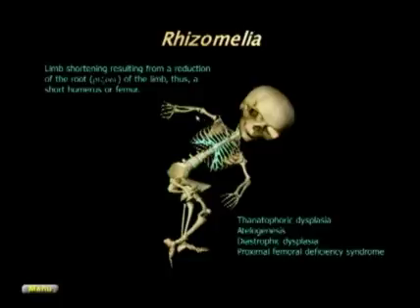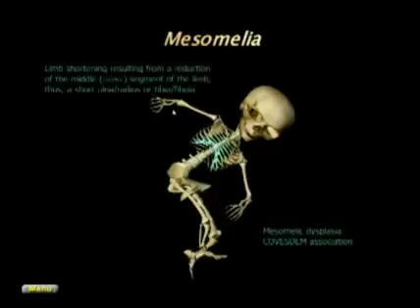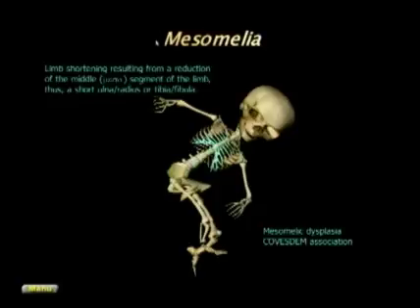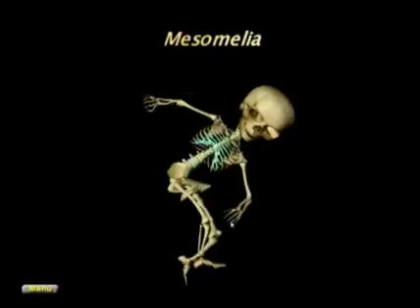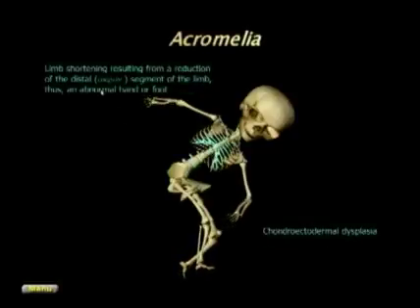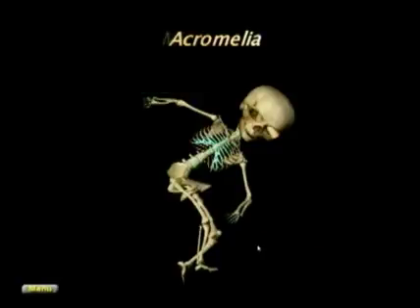If instead of the root we have the middle portion of the arm that is affected, we talk about mesomelia, meso meaning middle portion in Greek. And the Cornelia de Lange association and mesomelic dysplasia are two examples of mesomelia. Finally, if the distal portion of the limb has a problem, the hand or the foot, then we talk about acromelia, and acromesomelic dysplasia is one of those examples.